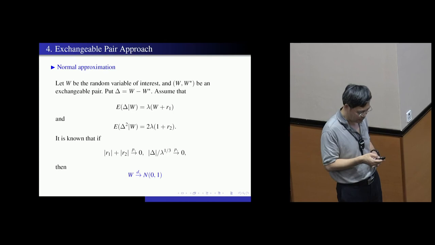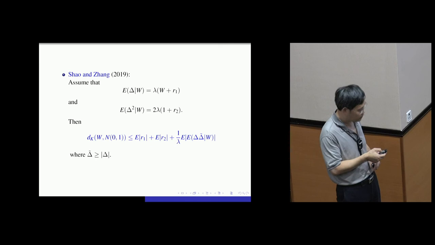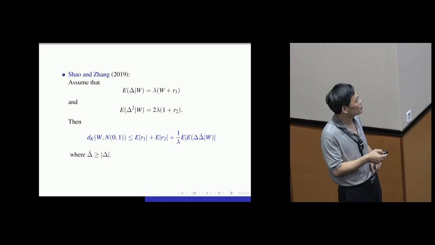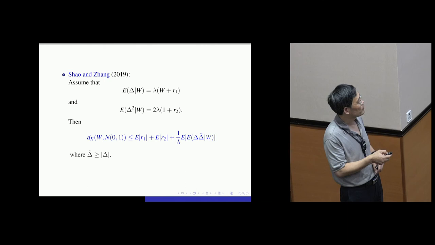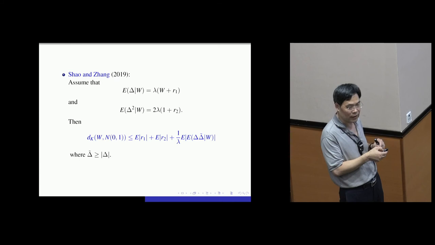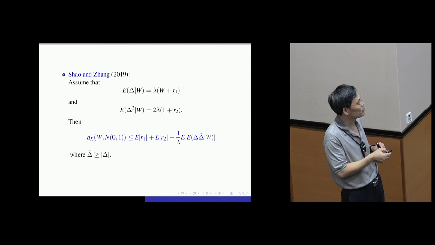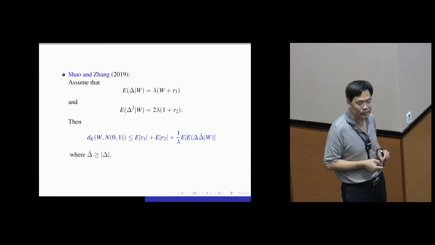And for the Berry-Esseen bound, we have the same assumption. Then the convolutional distance is bounded by the expected value of R1 plus the expected value of R2, plus 1 over lambda, the lambda comes from here, times the expected value of the absolute value of the conditional expected value of delta times delta tilde given W. So delta tilde is any random variable which is symmetric with respect to W and W star, with absolute value equal to the absolute value of delta. You can just simply put the absolute value of delta here. So that's the general bound for the normal approximation. And the proof is more or less like what I showed you before.